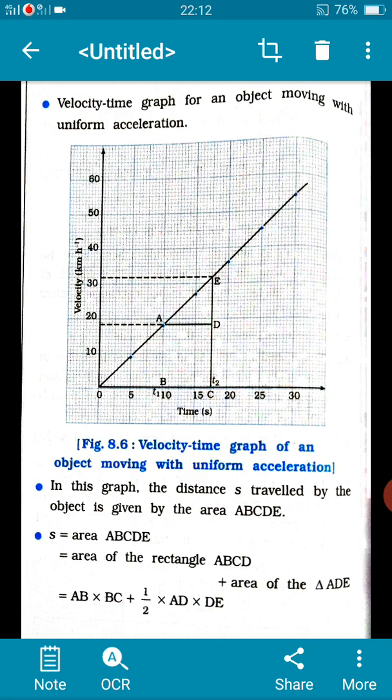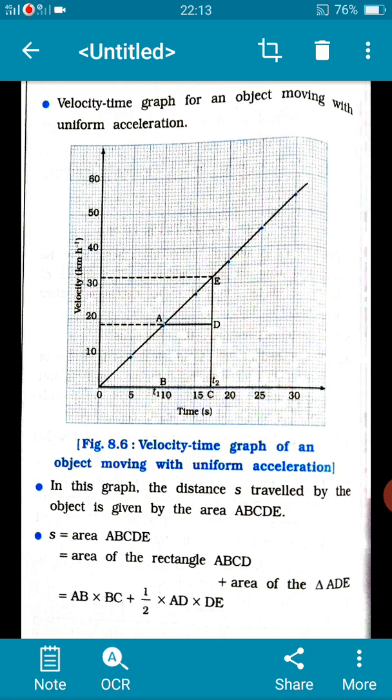You know how to find the area of a rectangle. That is AB into BC, plus AD into DE divided by 2. Isn't it? Because you know that the area of a triangle is half into base into height, otherwise half into AD into DE.